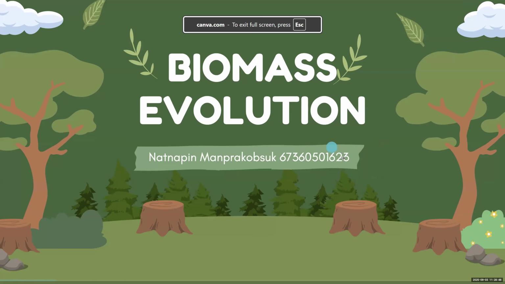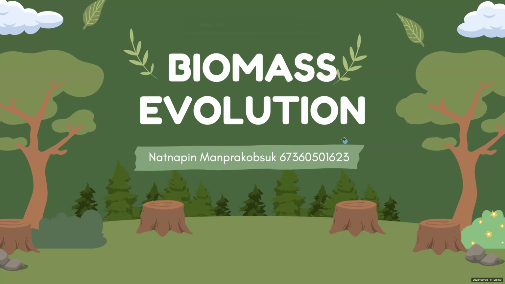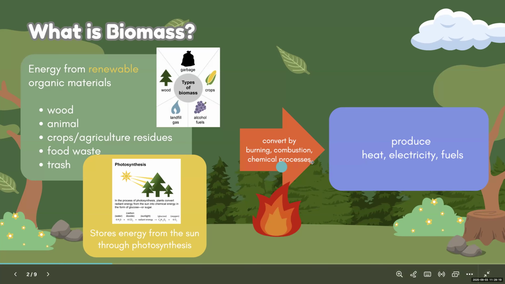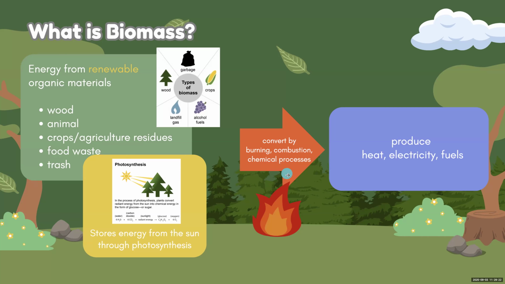Okay, my name is Nanapin Manbakosuk and today I'm going to talk about biomass evolution. So what is biomass? Basically, it's energy from renewable organic materials, such as wood, animal, crops, agricultural residues, food waste and trash. These things store energy from the sun through photosynthesis, and when we convert it by burning or combustion, or through chemical processes, it produces energy for us, like heat, electricity, or fuels.